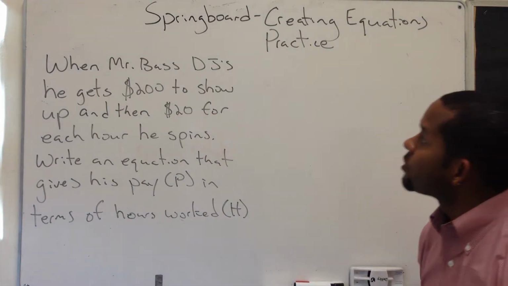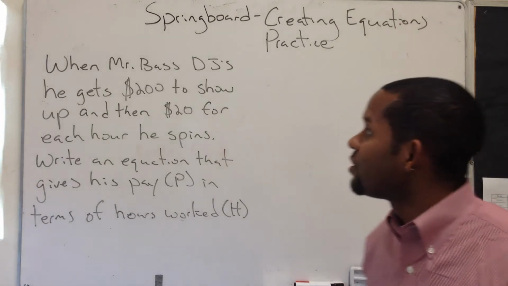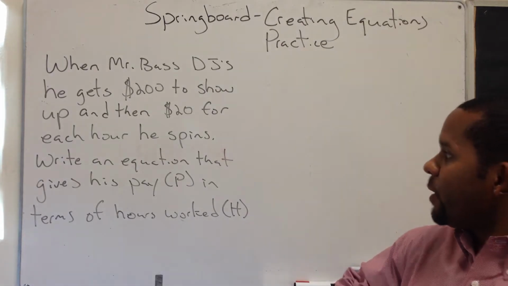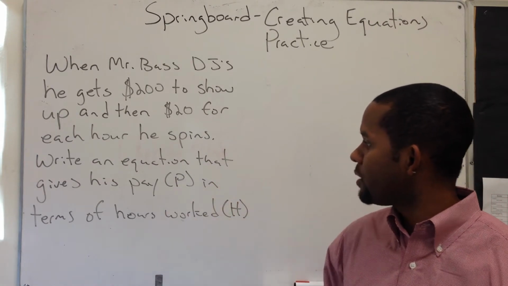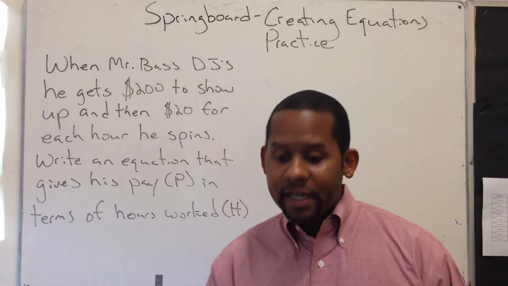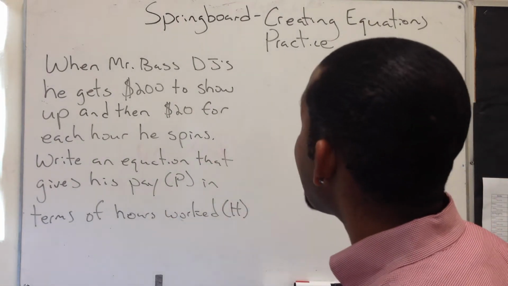It says when Mr. Bass DJs, he gets $200 to show up and then $20 for each hour that he spends. Write an equation that gives his pay, we're going to call it P, in terms of the hours worked, H, right? So there's a situation. You can pause it if you need to write that down.